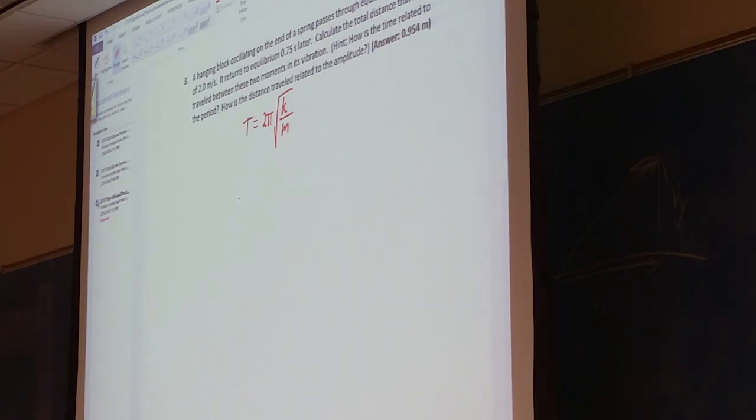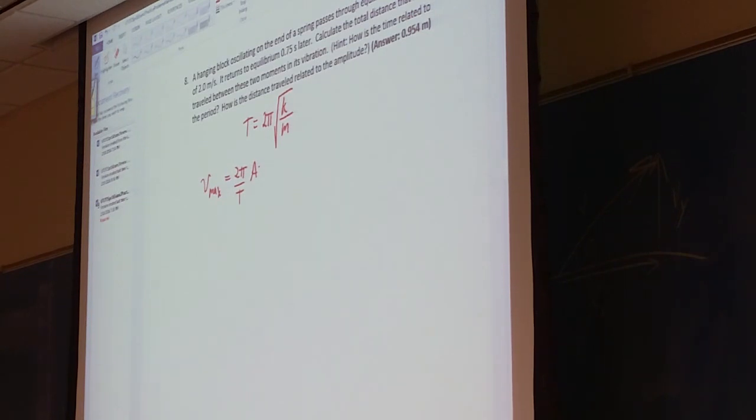Okay. So anyway, this speed, 2 meters per second, what variable represents that quantity? The speed at which you pass through equilibrium. What is that? Yeah, Vmax, right, okay. So Vmax is equal to 2 pi over t times the amplitude.